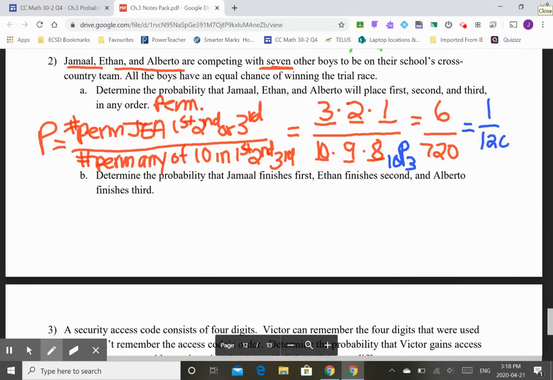And there's our probability that Jamal, Ethan, and Alberto will place first, second, or third in any order. Let's have a look at part B.